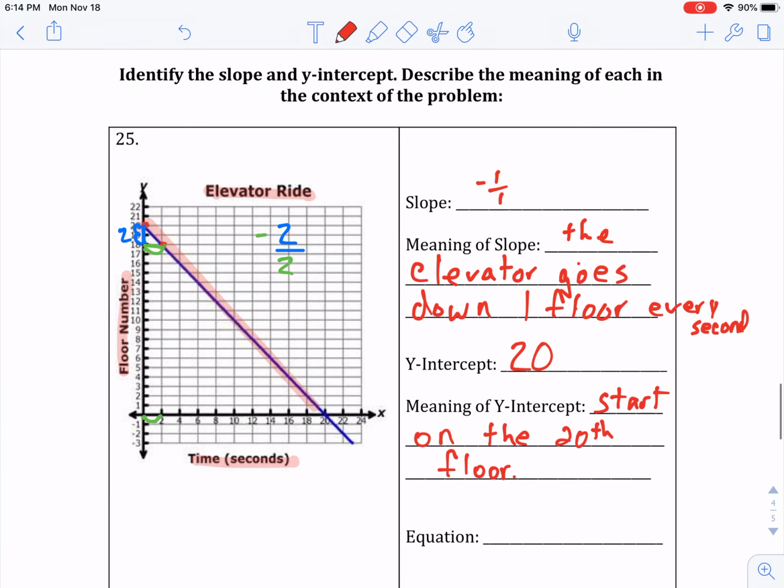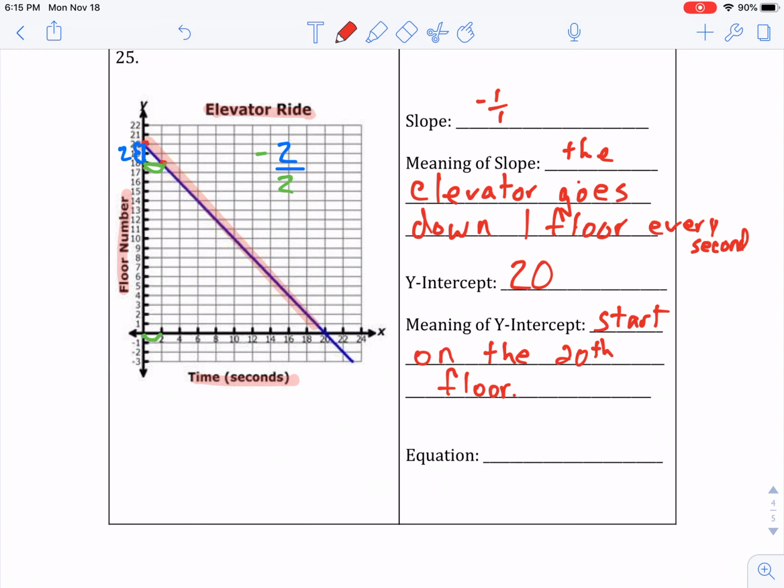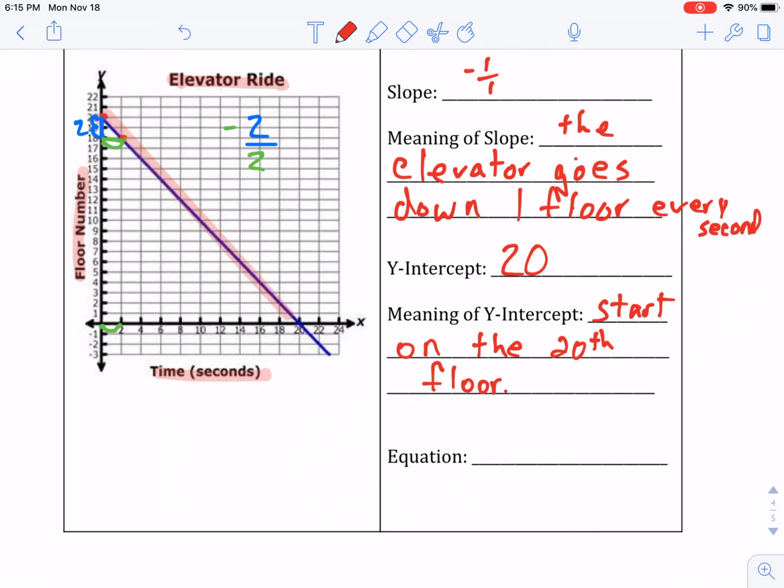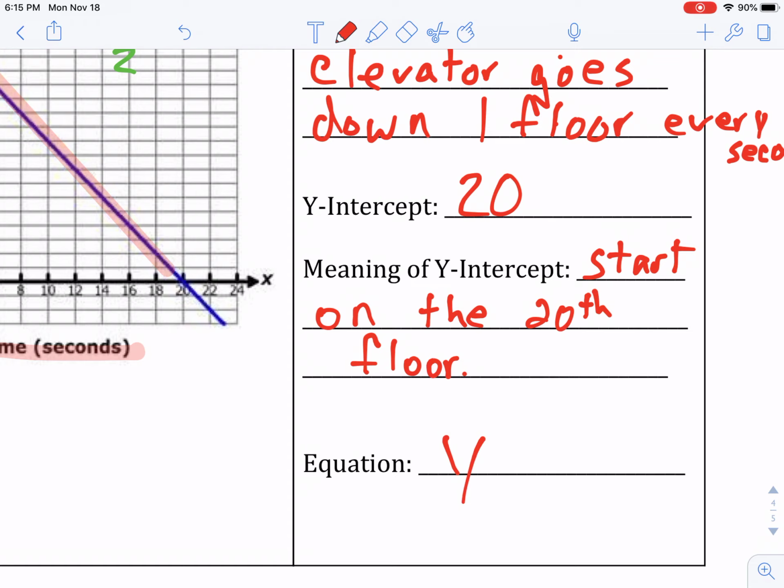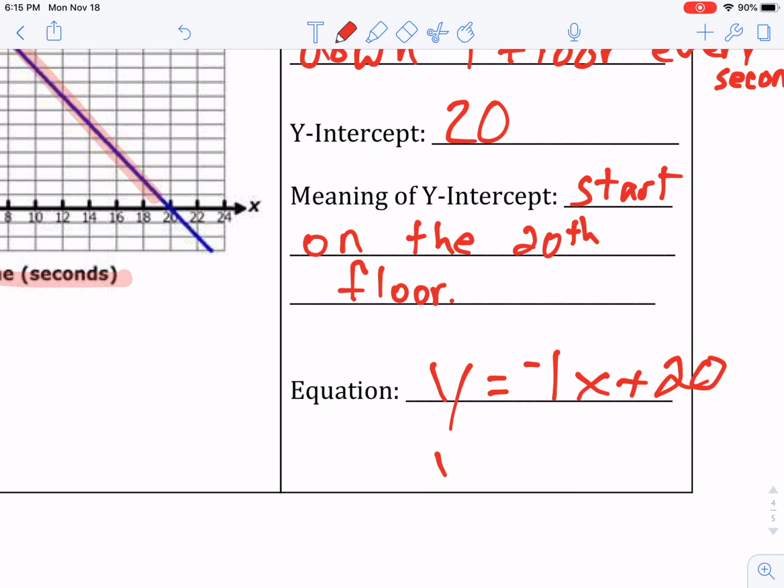And so I've got a slope of negative 1 over 1. I've got a y-intercept of 20. I've explained the meaning of slope. I've explained the meaning of the y-intercept. Now it wants me to write the equation. And so for the equation, I would simply write y equals the slope, negative 1, x plus 20. And you'll notice I wrote the negative 1 this time. It's not necessary. You also could have written y equals negative x plus 20, and it indicates the same thing.